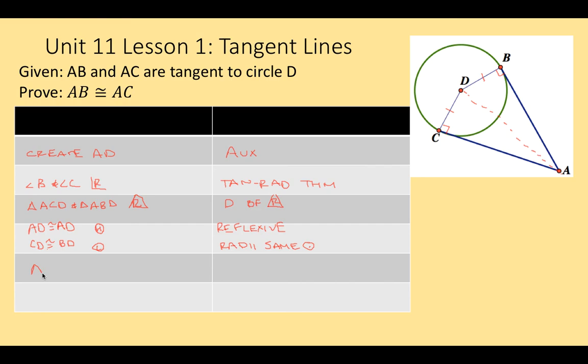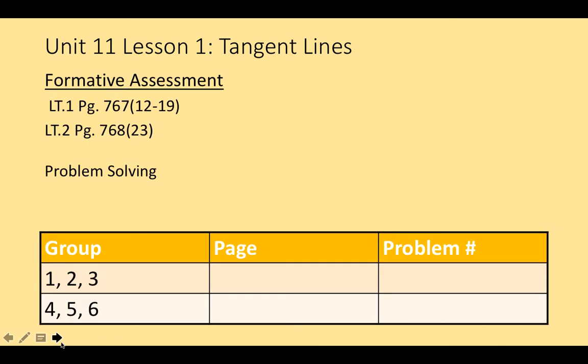So I'm going to say triangle ACD is congruent to triangle ABD by HL. And now that I've proven that the triangles are congruent, I can say that the corresponding parts are congruent. I can say that AB is congruent to AC by CPCTC. All right, and that's it. We're done. Here's what you've got for practice for learning target 1 and 2.